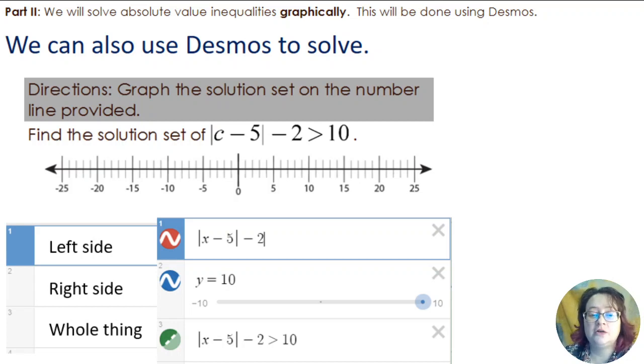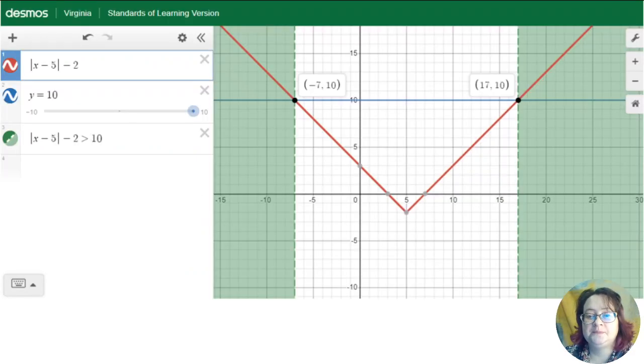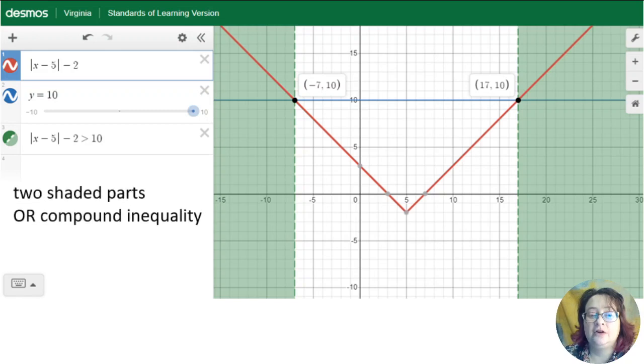You notice the color coding pops up to show us that our first box is going to be graphed in red, our second in blue, and the whole thing in green. So let's take a look at the graph it shows us. Here we see that it is shaded in two separate places. If there are two shaded parts, that's an OR compound inequality.